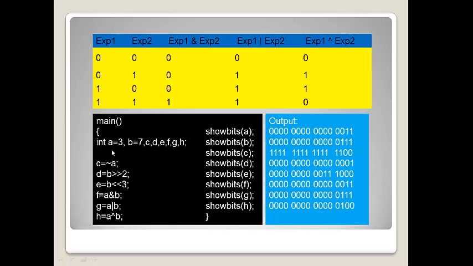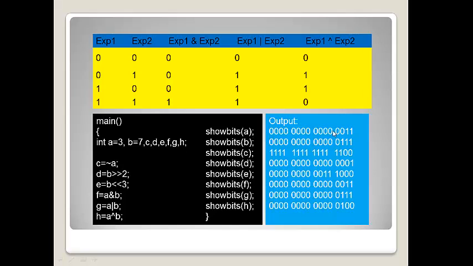The equivalent binary of 3 is 11. Here, in total there are 16 bits. A is an integer variable, and the size is 2 bytes, so 2 bytes means 16 bits. Here you can see all 16 bits: all are 0, and the last two are 1 1. That is the equivalent binary value of 3.